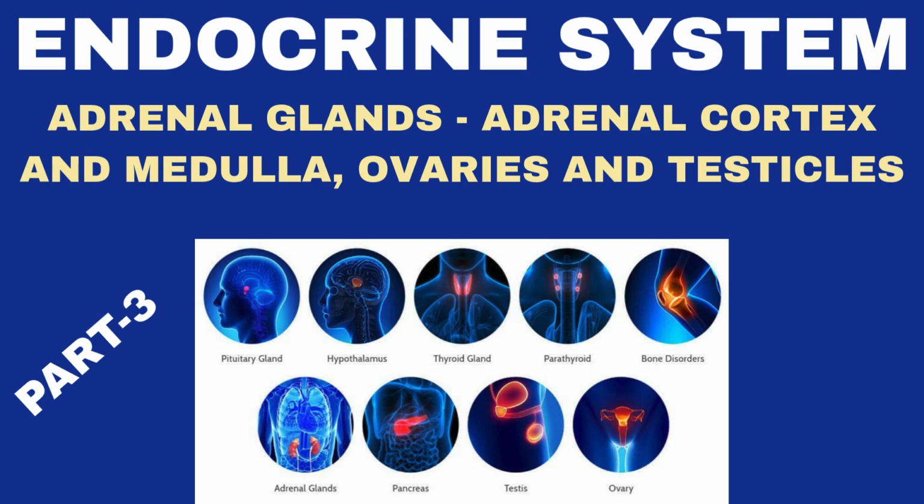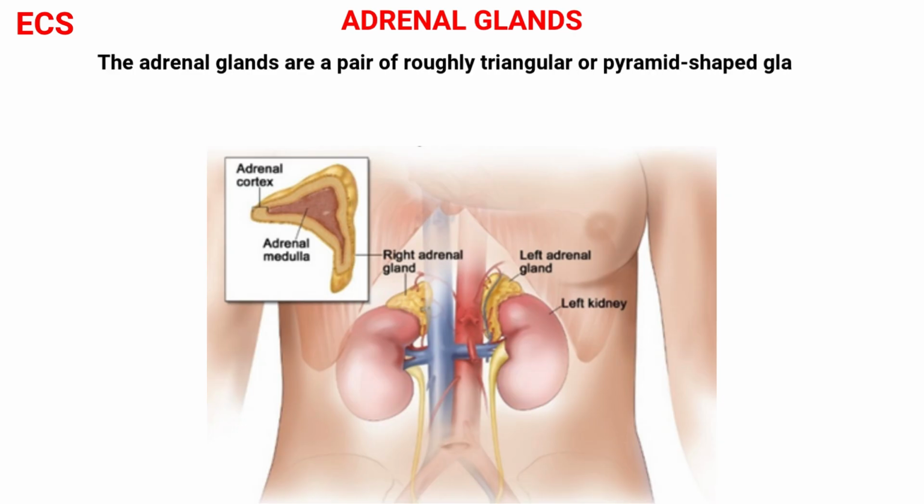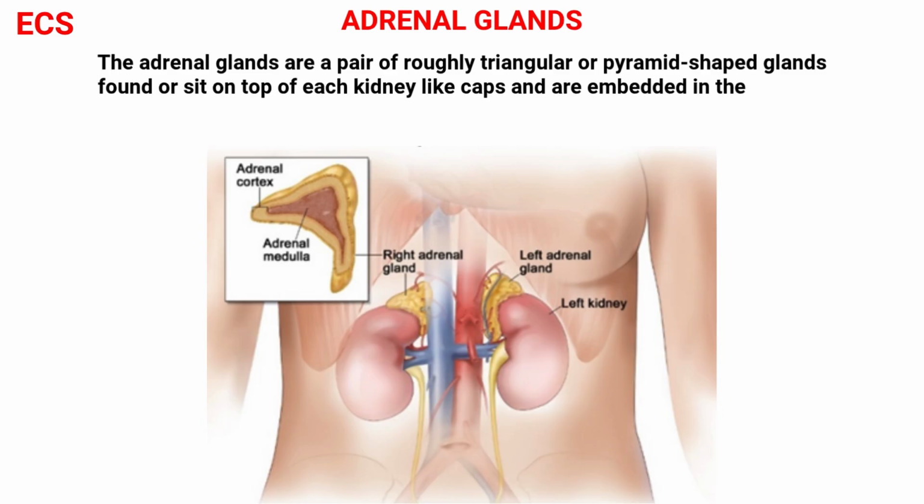This is the continuation of the endocrine system. Now we will review the adrenal gland. The adrenal glands are a pair of roughly triangular or pyramid-shaped glands that sit on top of each kidney like caps and are embedded in the adipose tissue enclosing each kidney.